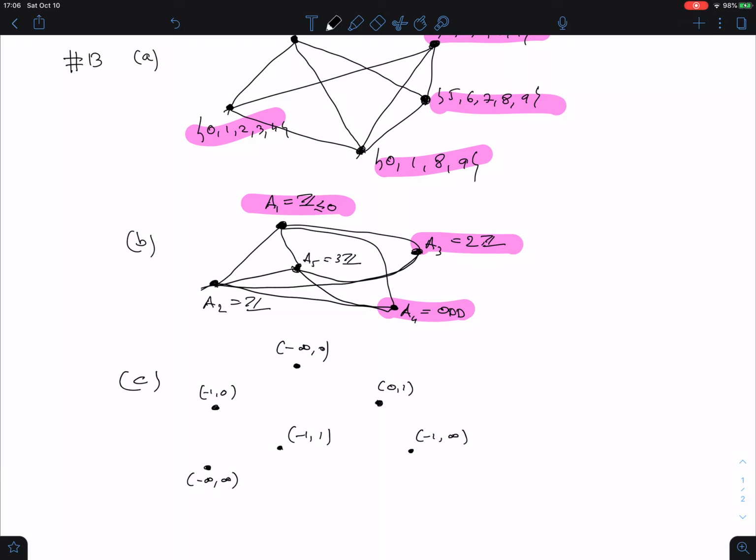So I repeat, this means an interval, all the elements between -1 and 0. This curly bracket means that the endpoints are not included. So let's start drawing the intersection graph.